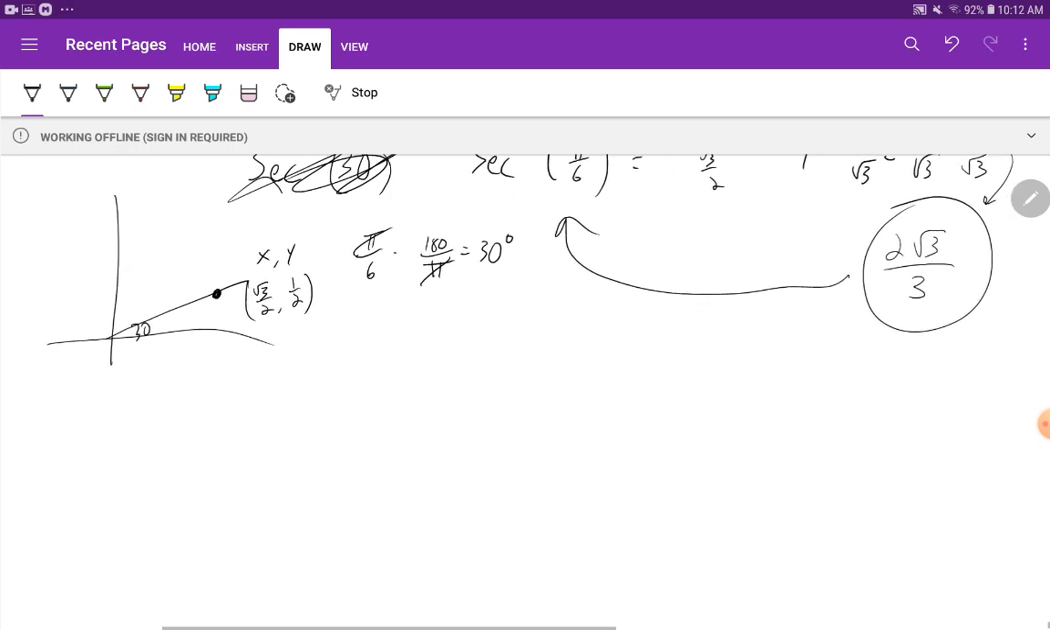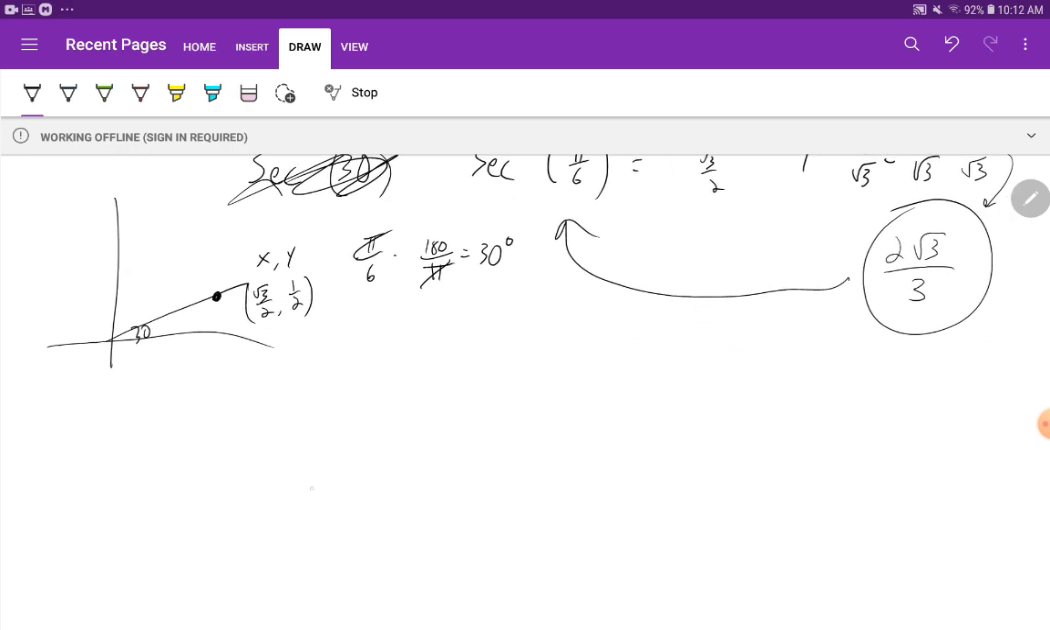Let's try another one. Let me do cotangent of, let's do a harder one.